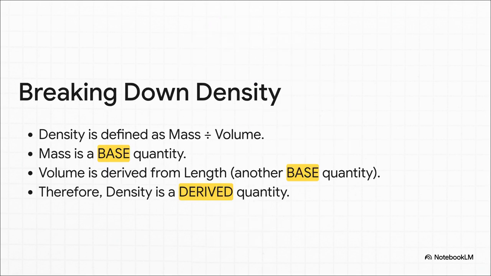Let's trace it back. The formula for density is mass divided by volume. Okay, what's mass? Well, we know that's one of our core base quantities. What about volume? Volume is just length times width times height, right? It's built from the base quantity of length. So, since density is a combination of other quantities, in this case mass and length, it must be a derived quantity. It all comes back to the basics.